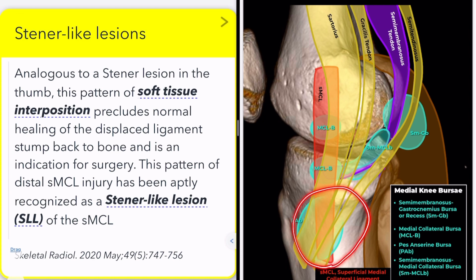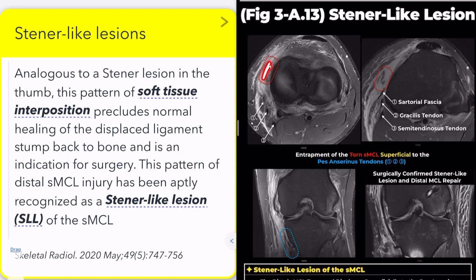Understanding this anatomy is important to recognize subtle Stener-like lesions, as the interposed Pes tendons can prevent the superficial medial collateral ligament from healing in its anatomic position, leading to chronic valgus knee instability.